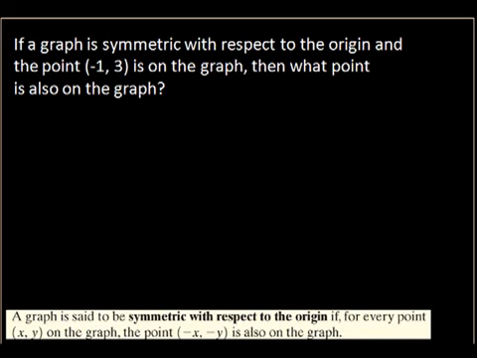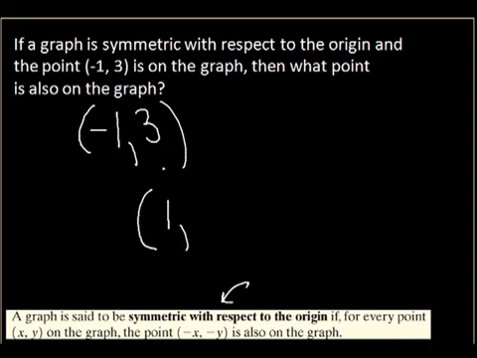Let's look at our last example. If a graph is symmetric with respect to the origin, and the point -1, 3 is on the graph, then what point is also on the graph? So I put our little notes down here to help us. So the original is -1, 3. If it's symmetric with respect to the origin, then both coordinates are going to change. So the -1 turns into a +1, the 3 turns into a -3. So what point is also on the graph? 1, -3.